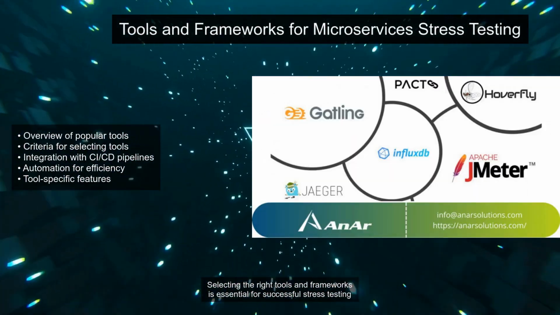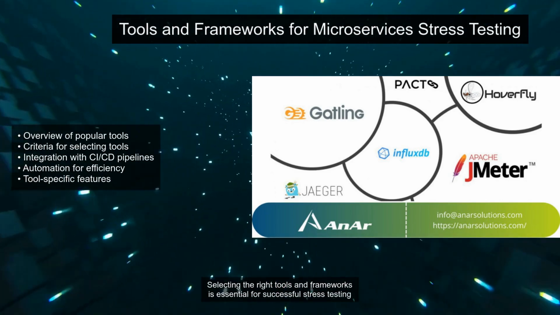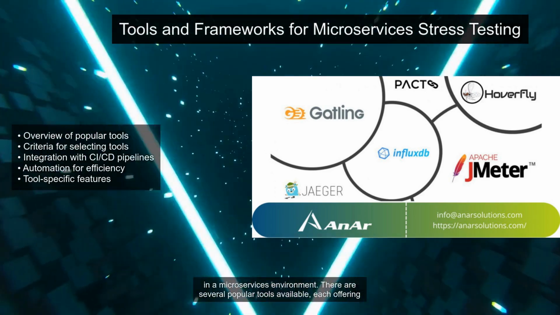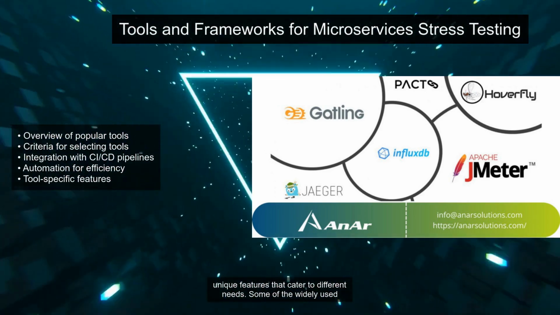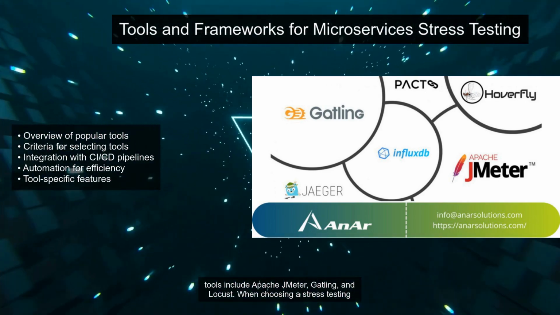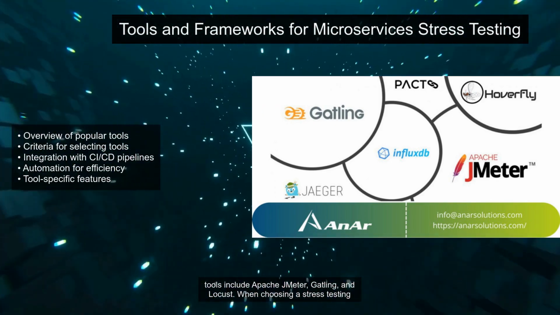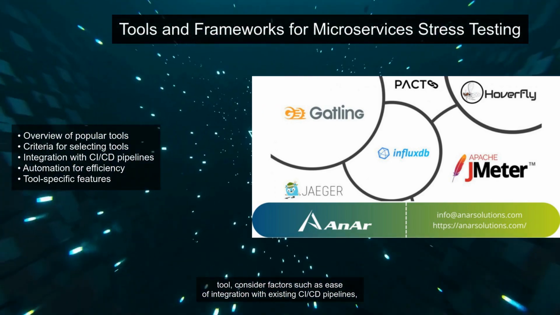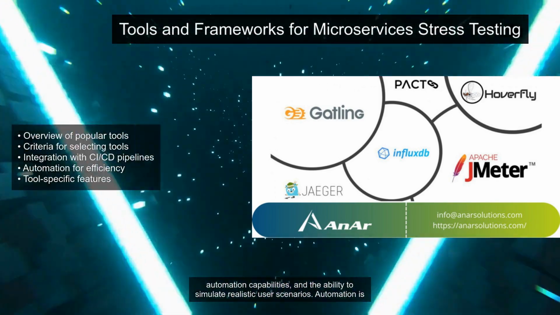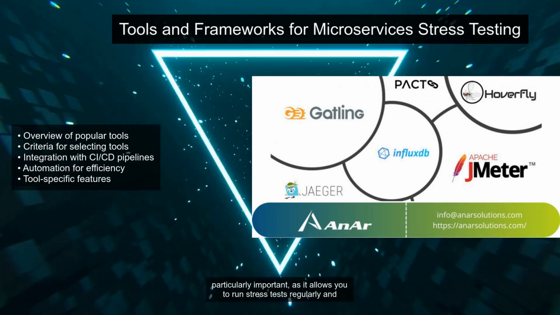Selecting the right tools and frameworks is essential for successful stress testing in a microservices environment. There are several popular tools available, each offering unique features that cater to different needs. Some of the widely used tools include Apache JMeter, Gatling, and Locust. When choosing a stress testing tool, consider factors such as ease of integration with existing CI/CD pipelines, automation capabilities, and the ability to simulate realistic user scenarios.